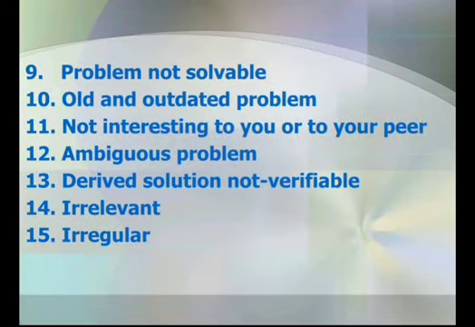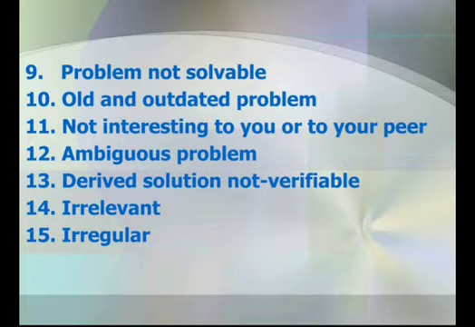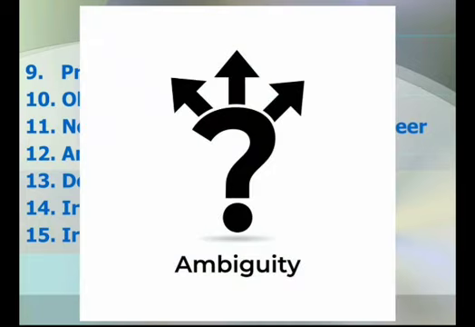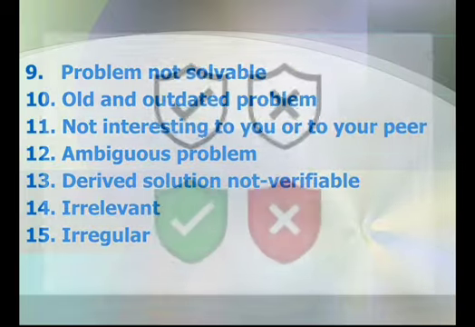This slide continues the discussion on research problem selection errors. A research problem should be solvable and relevant to current needs. Old and outdated topics may not contribute much to society or technology. The topic should also be interesting both to the researcher and to peers. Ambiguous problems create confusion and affect research quality. The derived solution must be verifiable and scientifically valid. Irrelevant or irregular topics reduce the effectiveness of the research work.